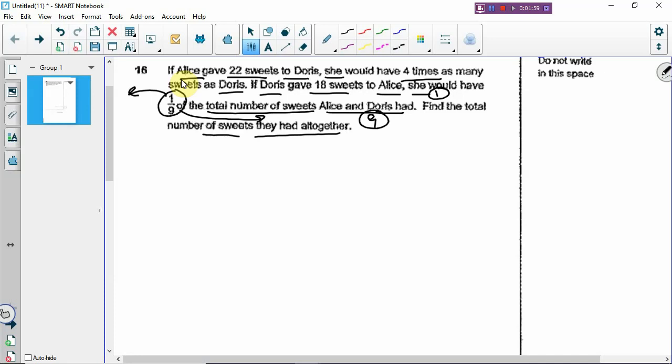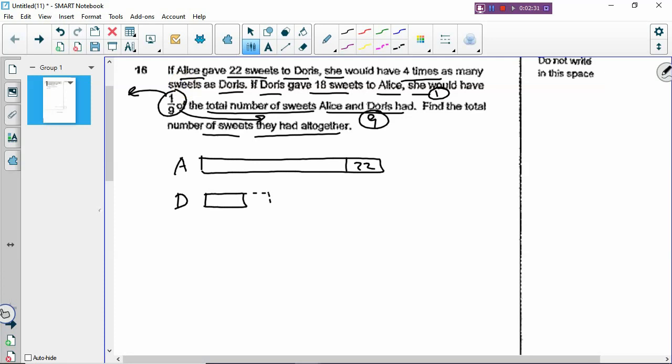When you draw the model, you will not know that you're using parts and units until you start drawing. Then you will realize that, oh, I need to call parts, I need to call units in the drawing, which you will see now. So let's draw the model, the first sentence. So Alice must have more sweets than Doris at first. So I'm going to draw a longer rectangle for Alice, and Doris will have lesser, right? Will have lesser sweets.